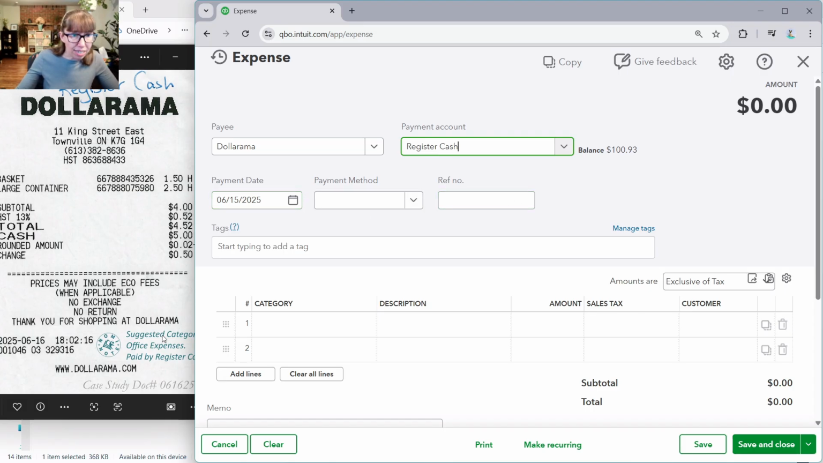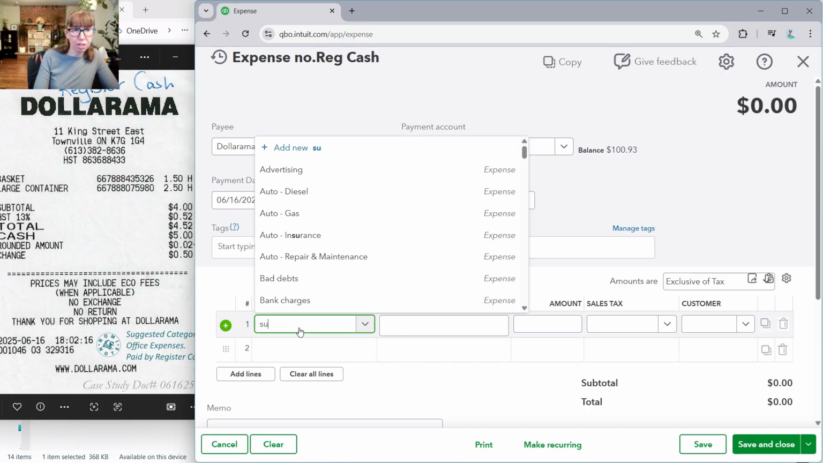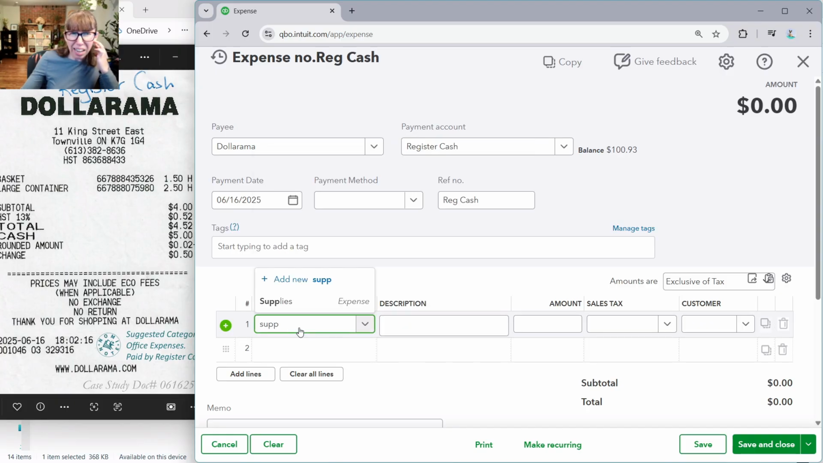Remember, we have those register cash recaps. And so the payment date is 6/16. For the reference, we can just say reg cash if we want. And the category, I'm just going to put this to supplies. Could be office supplies as well. I'm not quite sure what the baskets are for, but it's not a lot of money, so I'm not too worried.